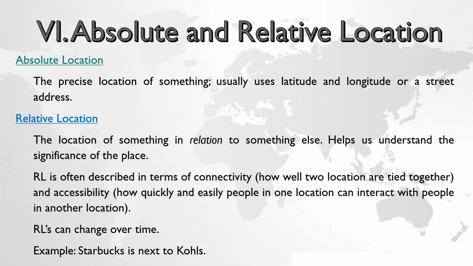And relative location is often described in terms of connectivity, right? How well two locations are tied together, and accessibility, right? How quickly and easily people in one location can interact with others, right? So, for example, Oregon is just south of Washington, right? That's relative location, right? What does that tell us, right? We're somehow connected to Washington pretty well, all right? Because we're not that far, right?